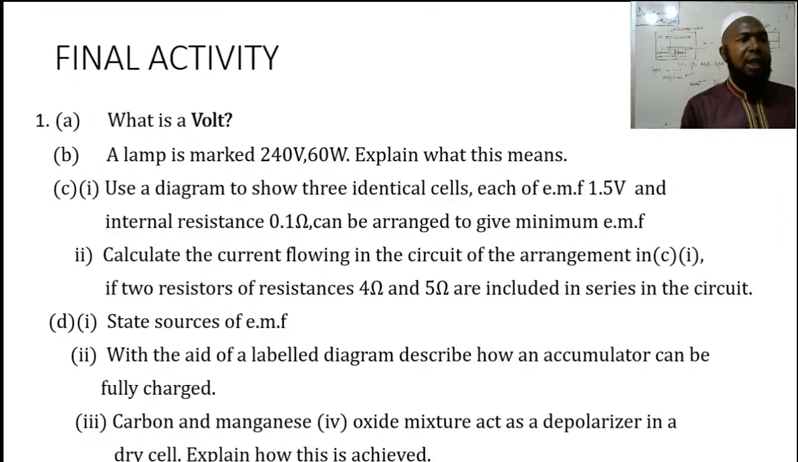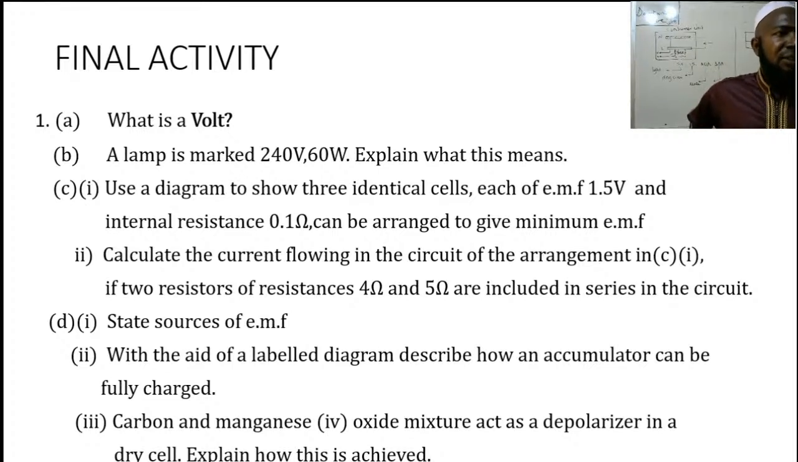Lastly, number 3, define a kilowatt hour. Define a kilowatt hour. Part B, an immersion heater rated 3000 watts is used continuously for 45 minutes, 4 times a day. Calculate the cost per week at Uganda shilling 100 per unit. I think that one was underrated because there is no unit of Uganda costing 100.